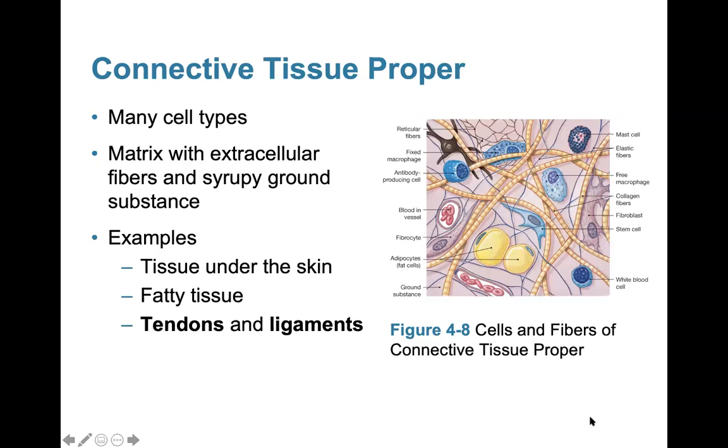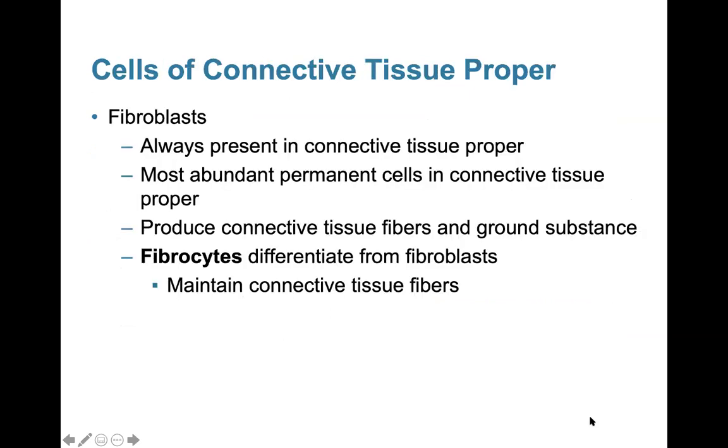So looking at connective tissue proper, this will consist of many cell types. So it's going to be pretty diverse. The matrix will contain extracellular fibers and more of a syrupy ground substance. You're typically going to find connective tissue proper in the tissue that we find underneath the skin, that of fatty tissue or fat areas, fat pads, as well as tendons and ligaments. Now, the typical cell that we find in connective tissue proper are called fibroblasts. They're always present in that particular type of tissue. It is the most abundant permanent cell in connective tissue proper, and it will produce connective tissue fibers as well as the ground substance.